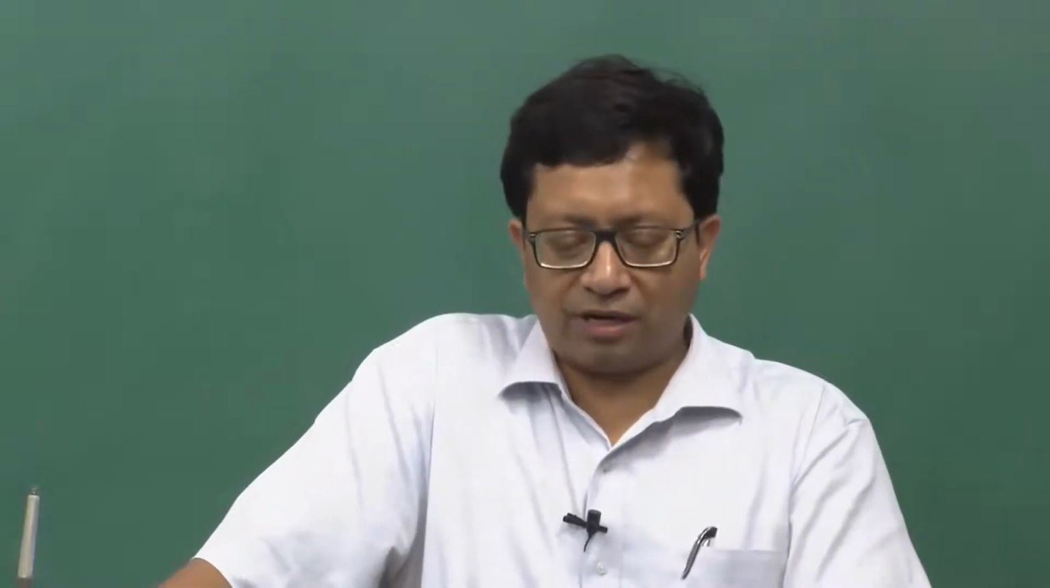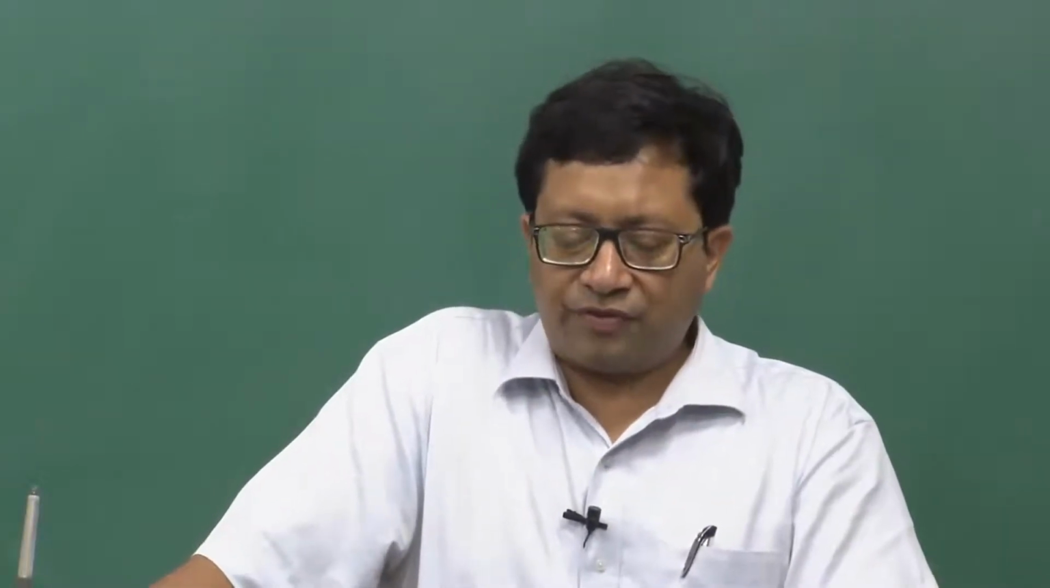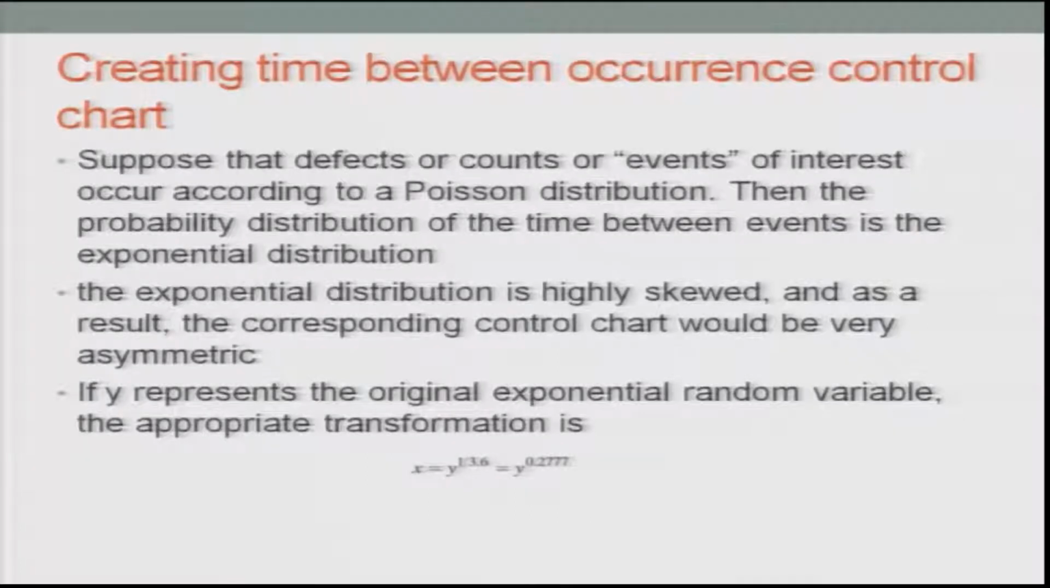Again I will repeat it. Suppose that defects or counts or events of interest occur according to a Poisson distribution, then the probability distribution of the time between events is the exponential distribution. The exponential distribution is highly skewed, and as a result the corresponding control chart would be very asymmetric. So, if y represents the original exponential random variable, then the appropriate transformation which we will try to utilize would be y to the power of 1 by 3.6.